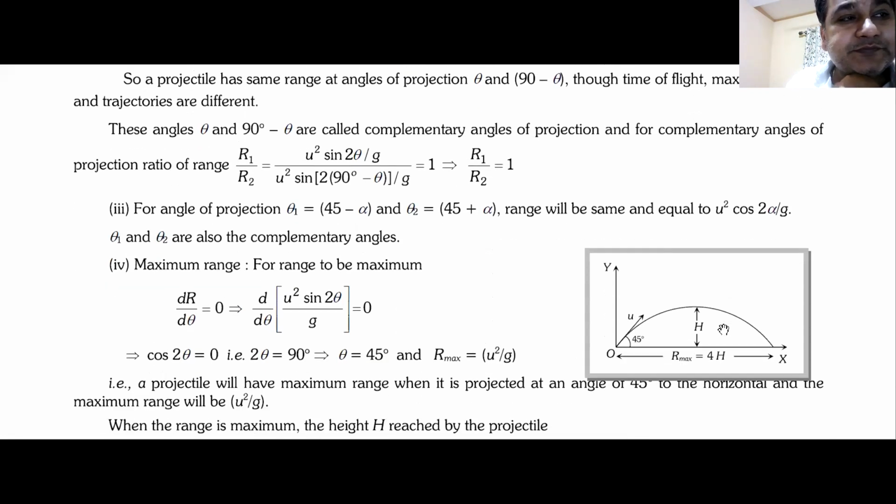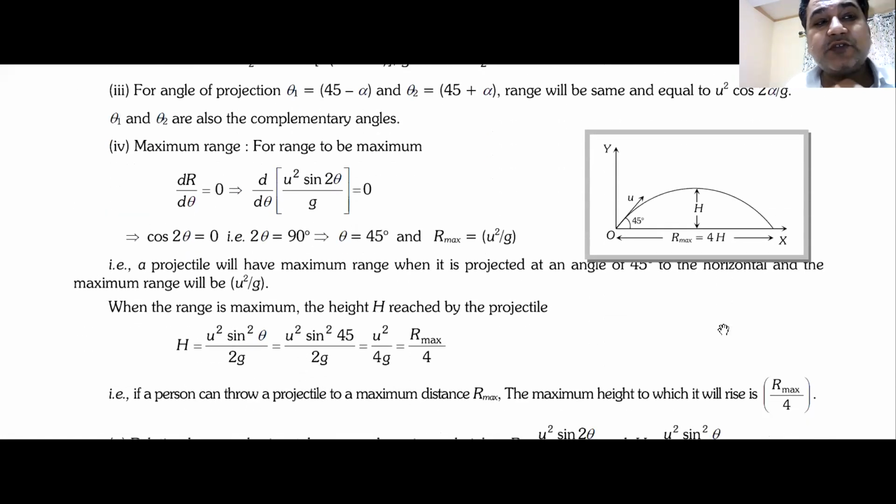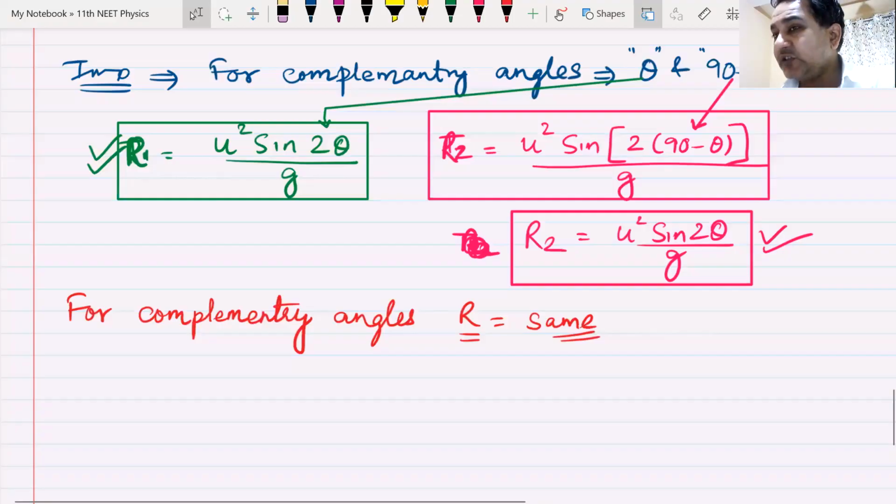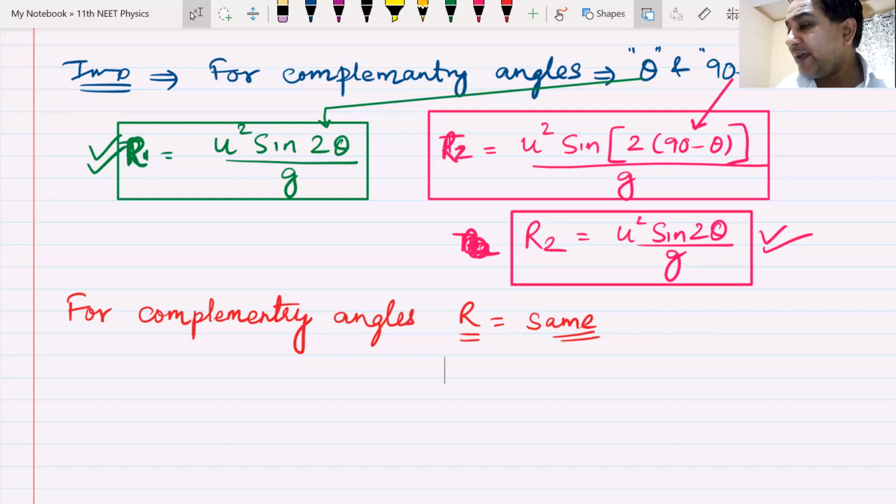Now there is one more thing that you must remember. Maximum range. Anyone have heard about this term? Maximum range. At what angle should you throw a ball or kick a football or strike a cricket ball so that it travels maximum? For maximum range, anyone, any idea?